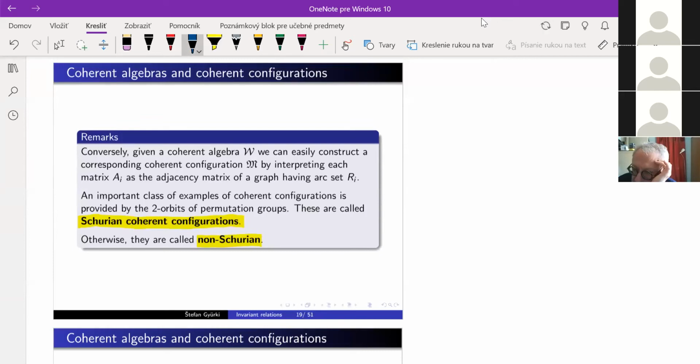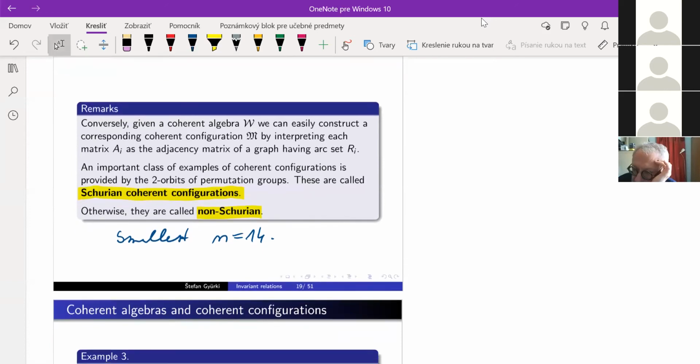Just maybe a small remark, the smallest case where there exists a non-Schurian coherent configuration appears on 14 points. So it is not so small that I can now show you and give a full picture, but I would like to say that such non-Schurian coherent configurations do exist.